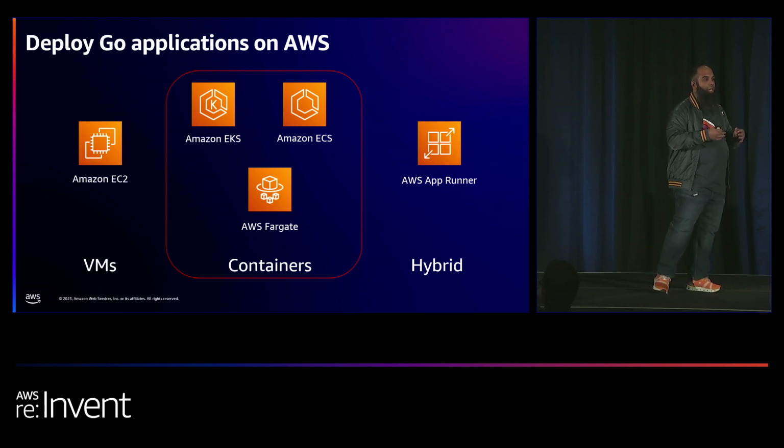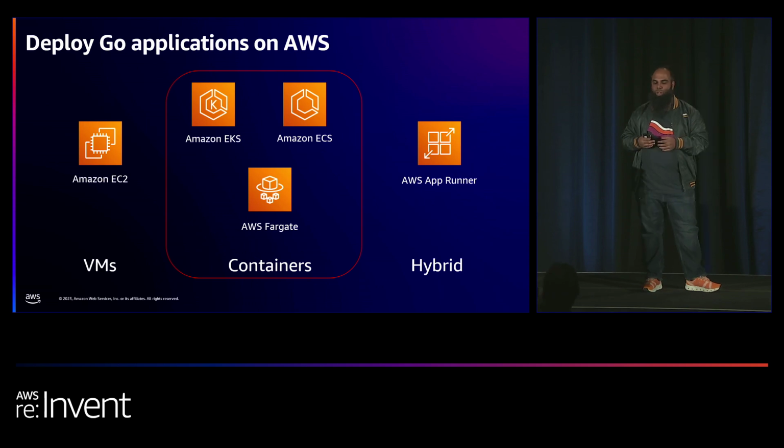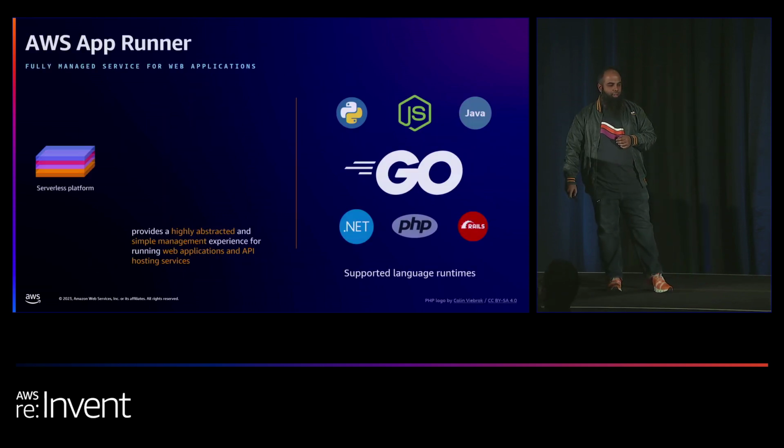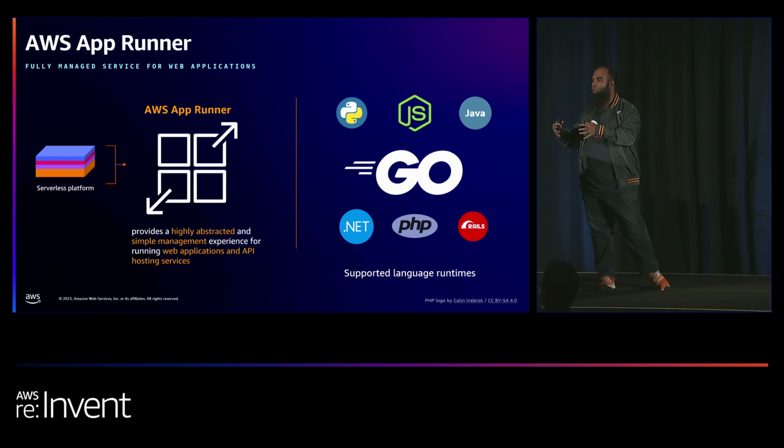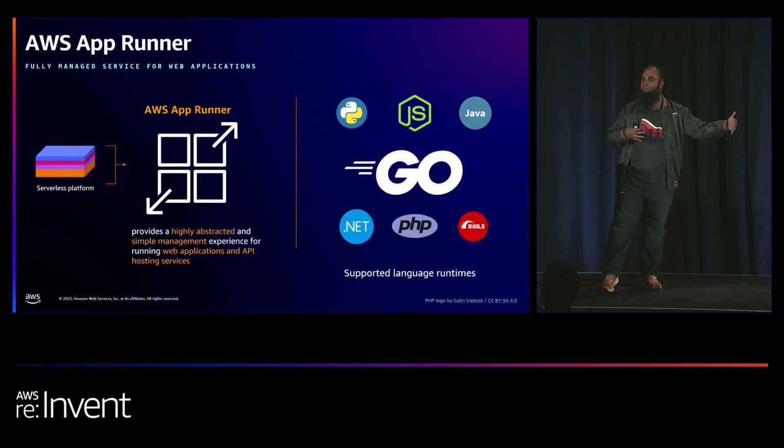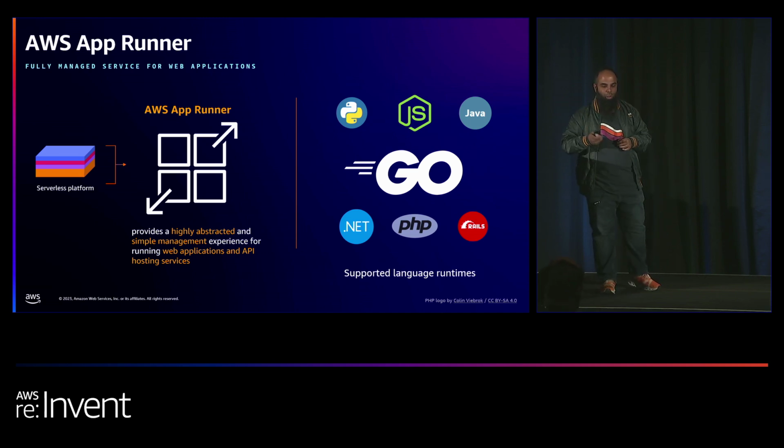Now, there is a hybrid approach, which allows you to have the best of both worlds, and we're going to talk a bit about that in App Runner in the next few slides. App Runner is a great fit for running web apps and also APIs. The idea is that it's a fully managed service. It abstracts a lot of the deployment side of things for you, not only from how the container is deployed, but also how it is accessed from the outside world. And there are a lot of language runtimes that are supported, Go being one of them.